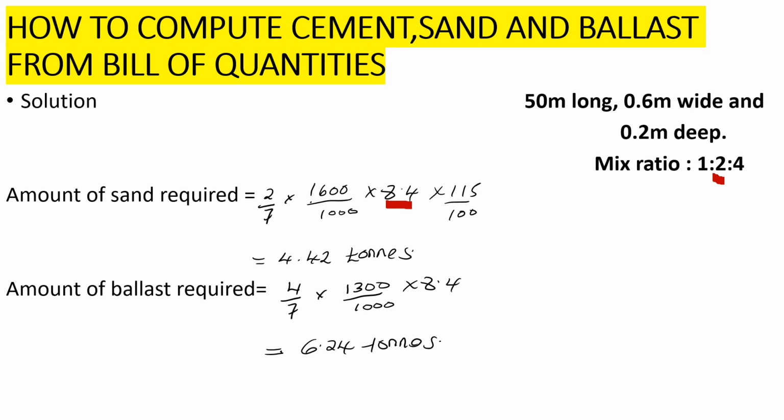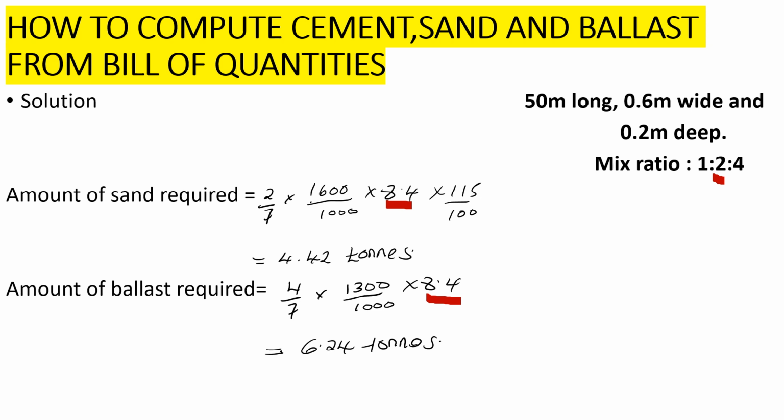Good. Now let's proceed to ballast. Ballast, we had four parts. So that is 4/7 times the density, which was 1300, divided by 1,000 to turn it into tons, and then we multiply by the amount of concrete required, that is 8.4, giving us 6.24 tons.